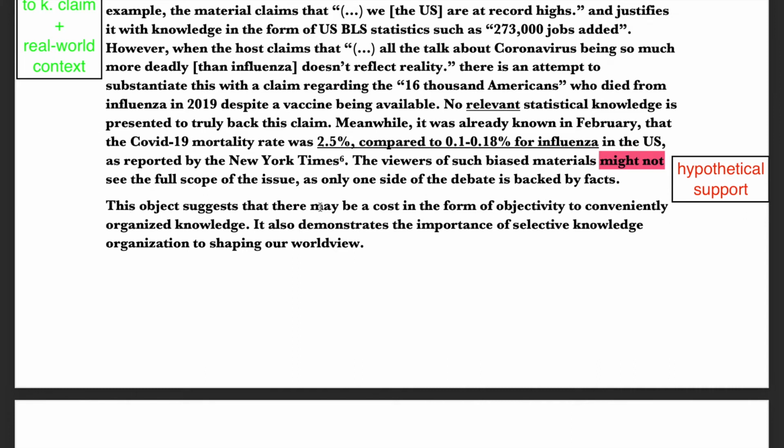This object suggests that there may be a cost in the form of objectivity to conveniently organize knowledge. It also demonstrates the importance of selective knowledge organization to shaping our worldview. Again, very concise, just summarizes and draws some conclusions out of what I wrote in my body paragraph.